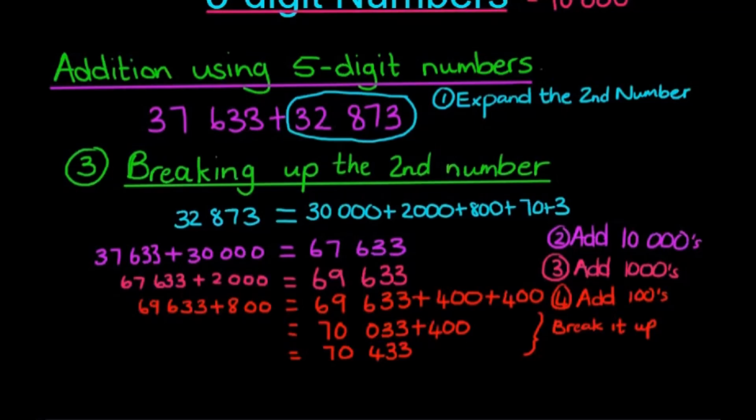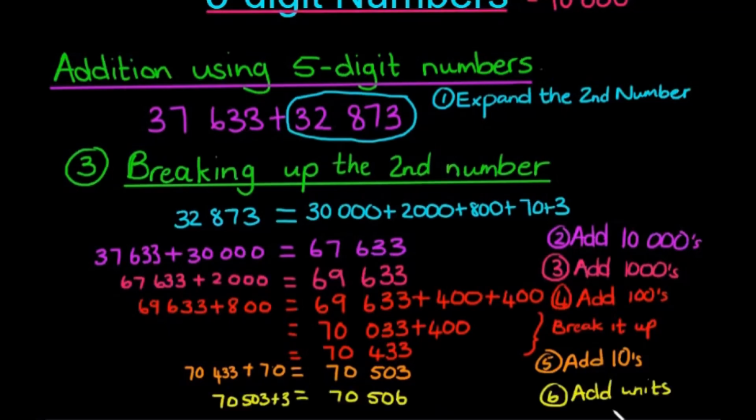Next, I'll be adding my tens, which is the 70, to my answer over here, which is 70,433. This will give me an answer of 70,503. Lastly, I will add my units, which is 3, and this will give me my final answer of 70,506.